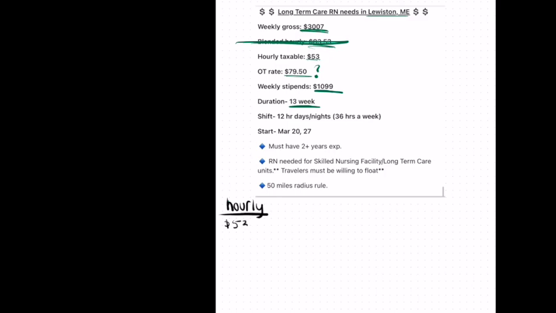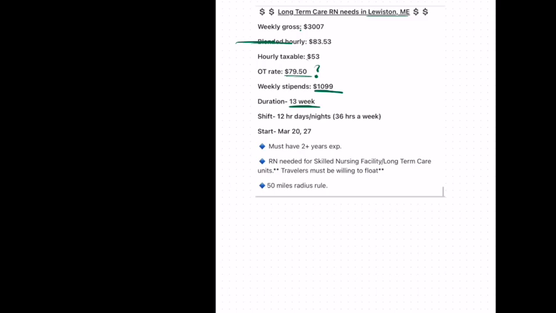So $53 taxable. Then you have your $1,099 divided by 36, which is $30.52. And that comes out to a grand total of $83.52 per hour that you'll be getting paid. And that's what it says right there. Again, I don't really like this calculation, but I'll just show you guys again.